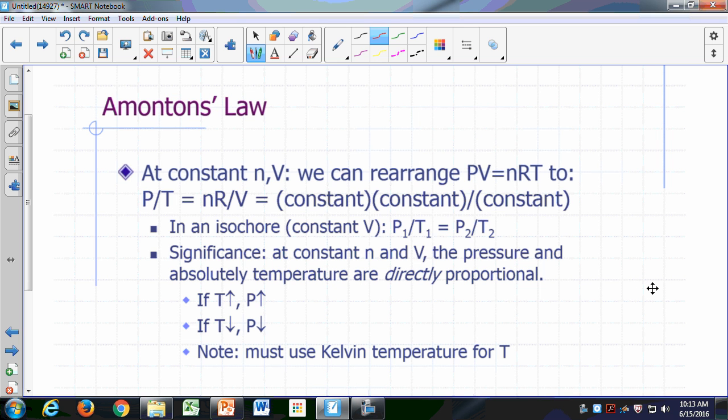So now let's take a look at the behavior of a gas if its volume is fixed and you have a fixed amount of gas as well.